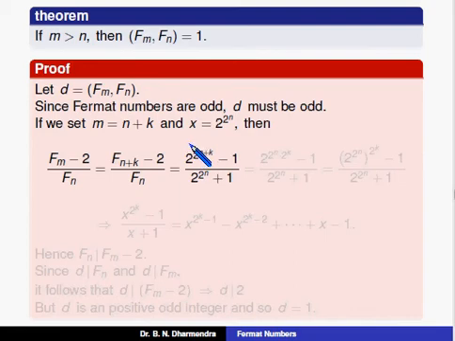Here in the numerator, you can observe the term 2 to the power of n plus k is there. So I have to split that base, that is 2 to the power of n into 2 to the power of k. Therefore that is 2 to the power of n into 2 to the power of k minus 1, divided by 2 to the power of n plus 1.